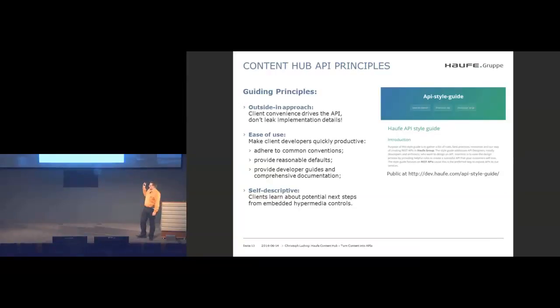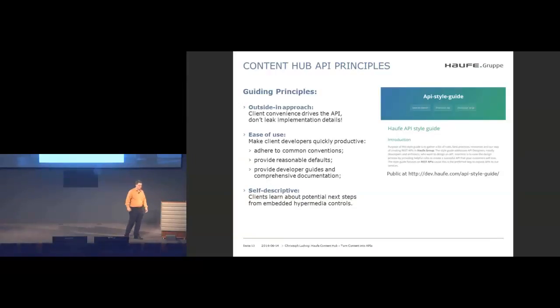So the ideal would be that a developer can start programming against the APIs within minutes after starting to work with the documentation. He might not understand the full width of the API, but he can become productive and learn about the API. The third point is that the APIs should also be self-descriptive.